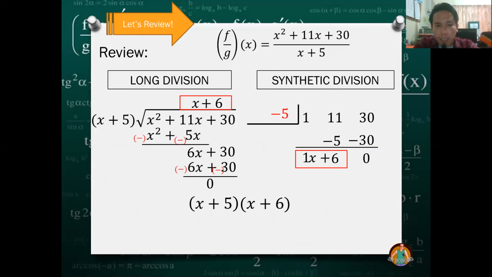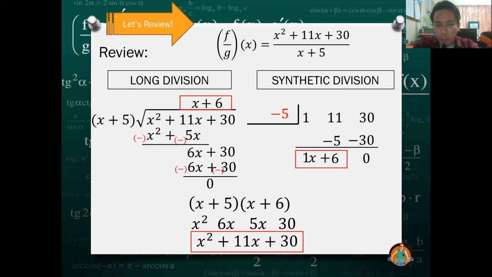So to check if our quotient is correct, of course, we will do the FOIL method. I-multiply natin yung quotient natin and ating divisor. Multiply natin x plus 5 and x plus 6. So x times x will give us x squared. x times 6 will give us 6x. 5 times x, 5x. 5 times 6 is 30. Combine like terms: 6 plus 5 will give us 11x. So therefore, our quotient is correct kasi bumalik tayo sa ating original expression.